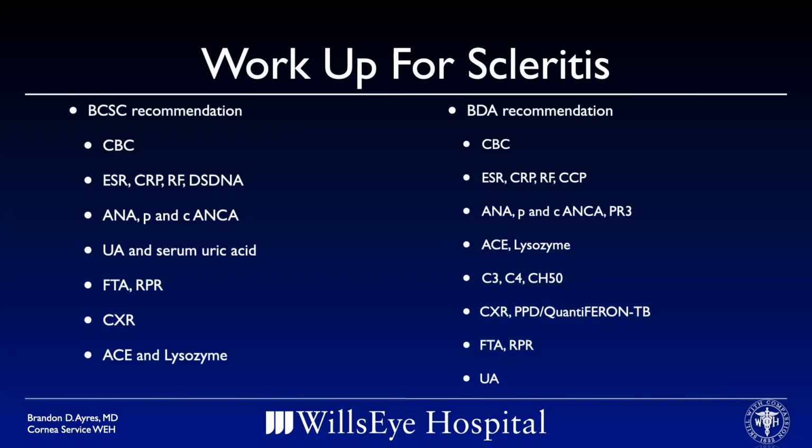So the workup for scleritis is basically an autoimmune and inflammatory workup. The basic science book tends to recommend a CBC, ESR, CRP, rheumatoid factor, double-stranded DNA, your ANCAs and ANAs, FTA, RPR, chest x-ray, ACE and lysozyme. I will sometimes add a little bit more, and every time I send a patient to a rheumatologist and they start adding labs that I don't recognize, I'll try and give them a call and see why they added what, and then I'll add that to my own workup.